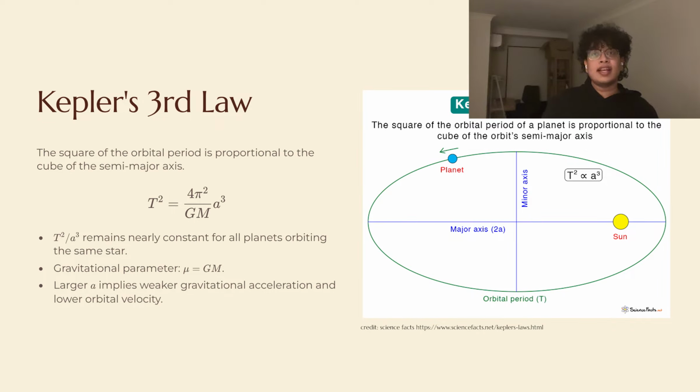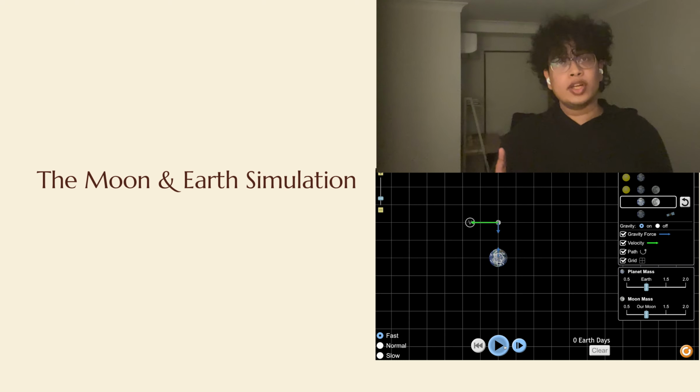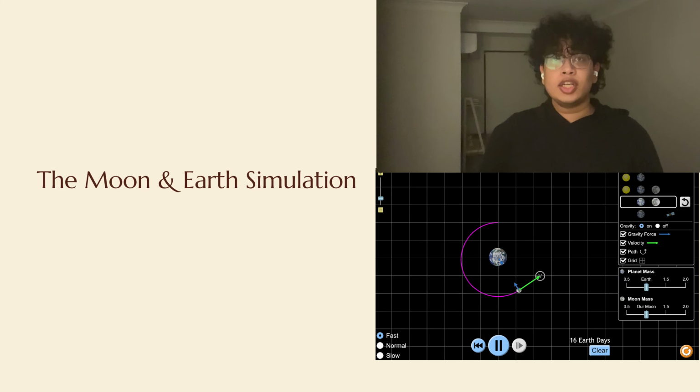It is actually a very fascinating mathematical equation, which is T squared equals 4 pi squared a cubed divided by GM. Here it states that the orbital period of a planet should be proportional to the semi-major axis of that planet's orbit.